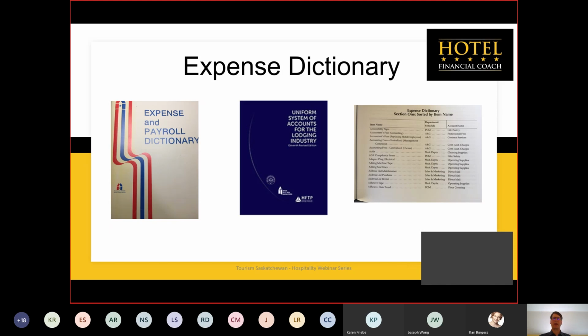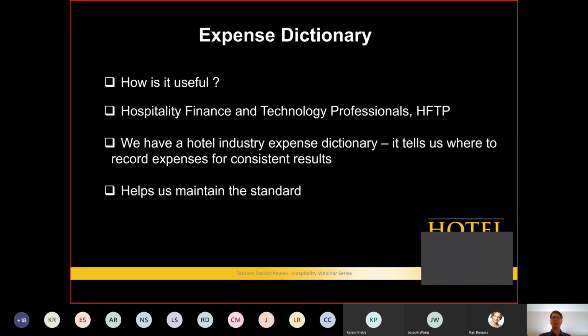But the dictionary takes all of that away, because it's got umpteen hundreds of different things in there, and it tells us where they need to go, and that's our industry standard. It's produced by the Hospitality, Finance, and Technology Professionals, HFTP, which is an international association, along with the American Hotel Association. And it helps us maintain the standard. If we're running a company, especially where we've got multiple units, and we're doing things inconsistently across the properties when it comes to recording expenses, it's going to be very hard to figure out what's going on.